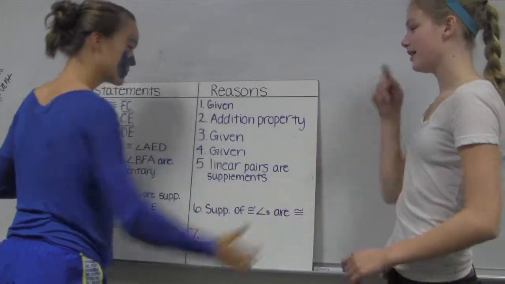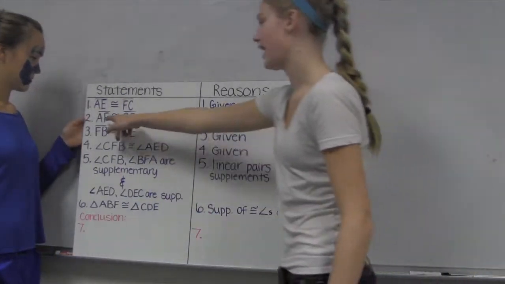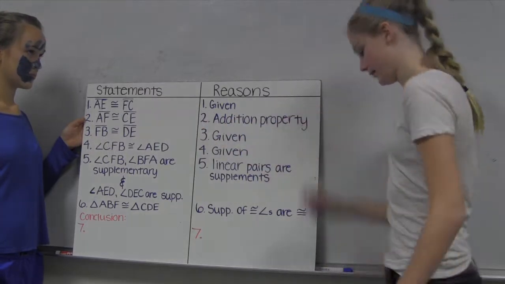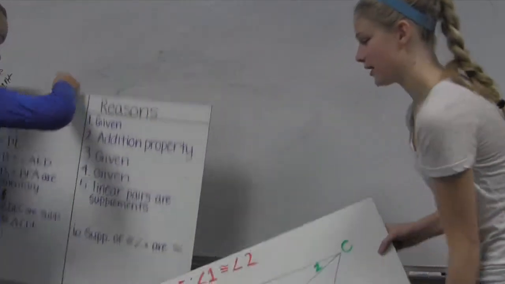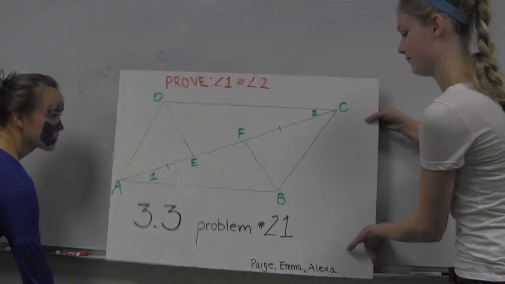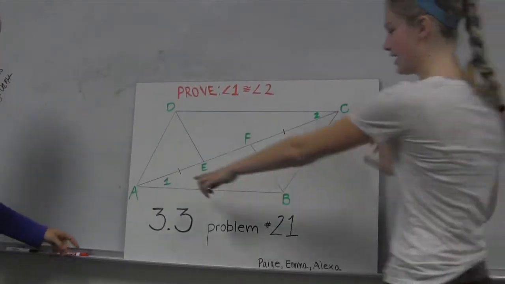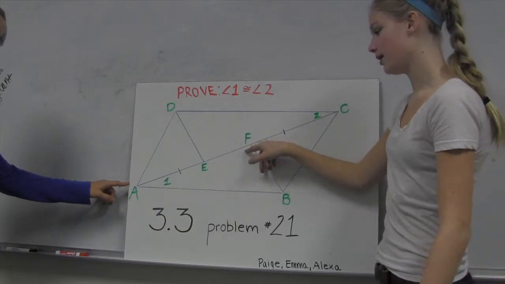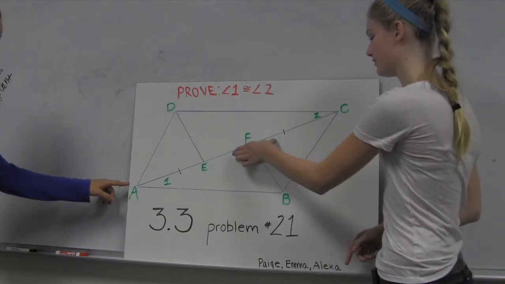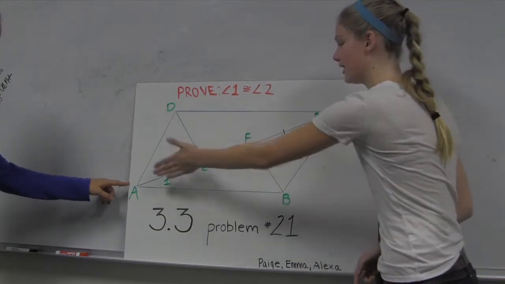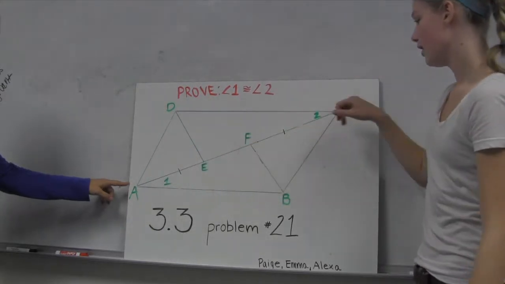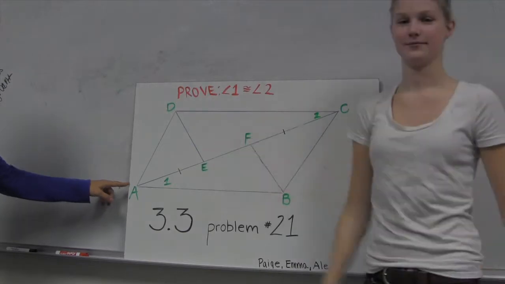So, next is not a given. It is AF is congruent to CE because of the addition property. Now, we can go back to our diagram and see that if AE is congruent to FC and EF is in the middle of them, by adding this segment to the two congruent segments, we get two more congruent segments, AF and CE.